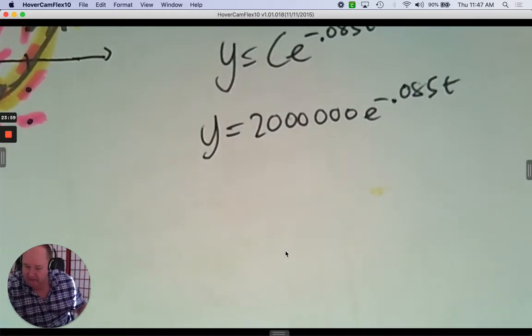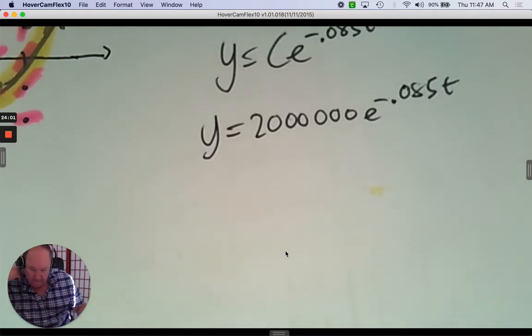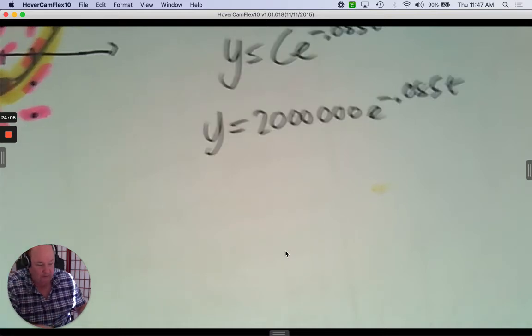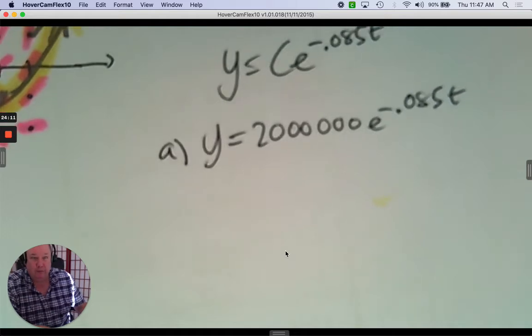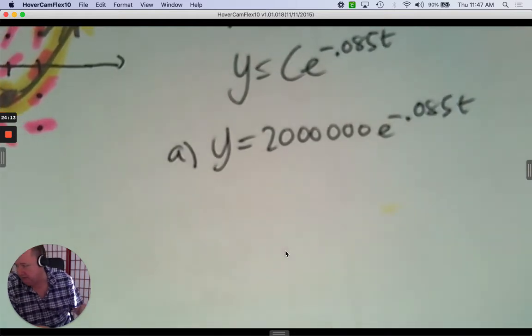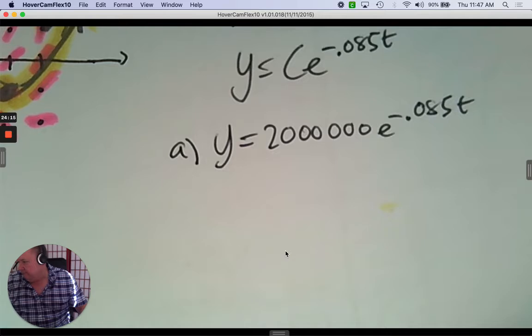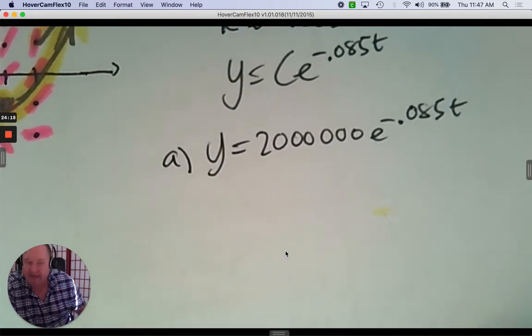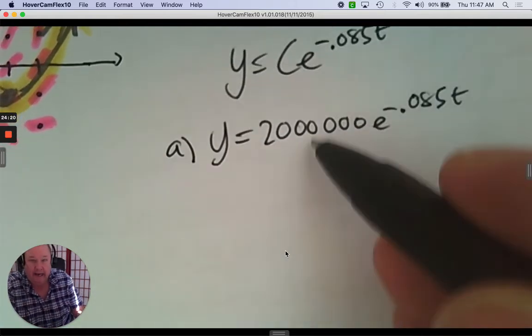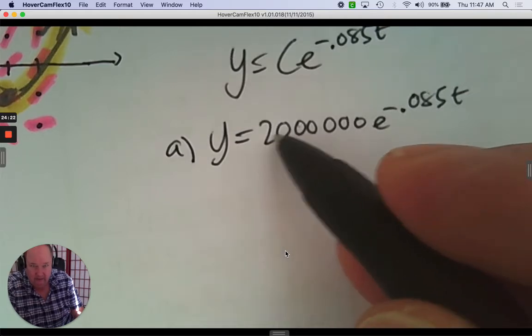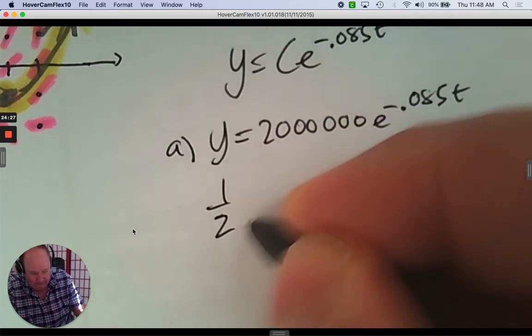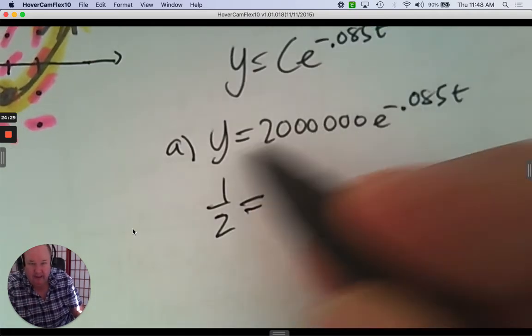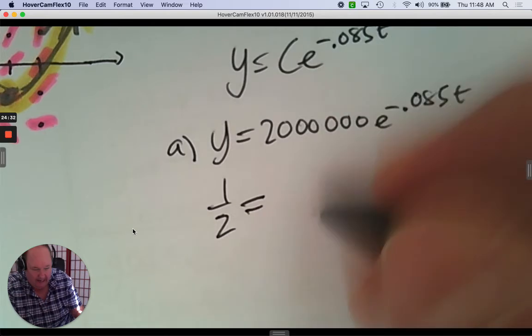And then the question says, find the particular equation for the amount of coal mined per year. That's what this is. So this is part A. We found the particular equation that goes with that story. Part B. What's the half-life of this production? So half-life is when I divide. So how long would it take to become half of that production? So that's half. So if I divide by 2 million, the answer would be a half. So this is what I'm left with.